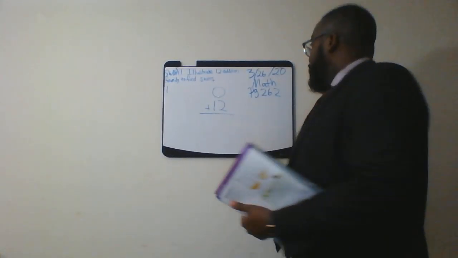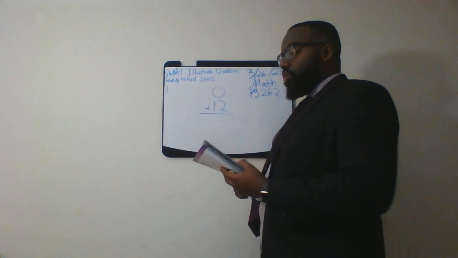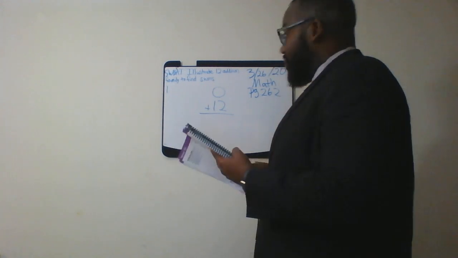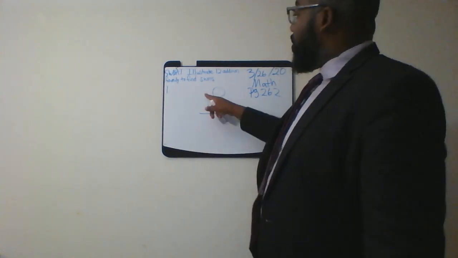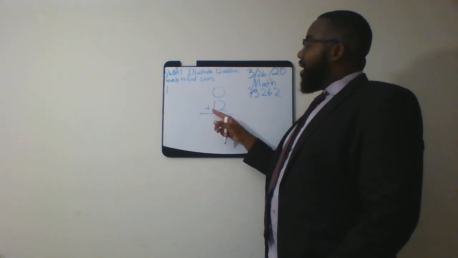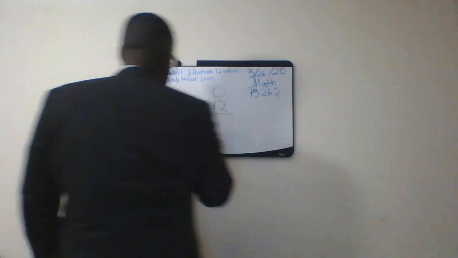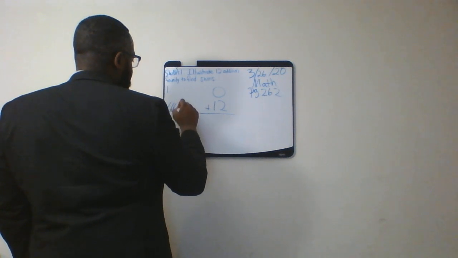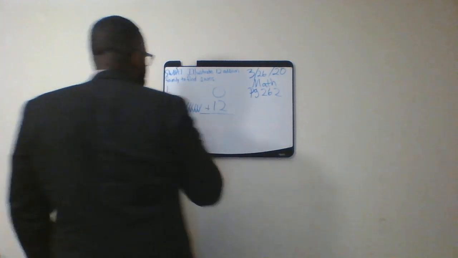Okay, let's turn our books to page 262. 262 asks us to draw checks to show the combinations and then write the sums. So, first 0 plus 12. Since it's 0, remember you're not putting any checks in line because it's 0. Now for this one, you're drawing 12 checks. So I'm going to draw 12 checks right here. 1, 2, 3, 4, 5, 6, 7, 8, 9, 10, 11, 12.